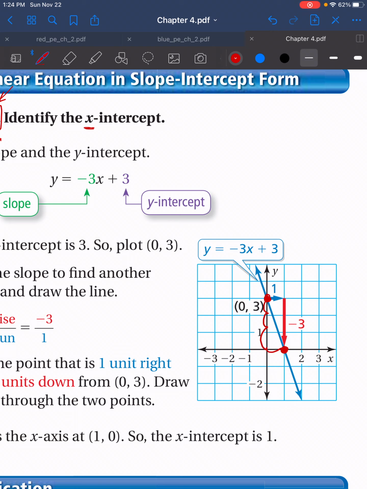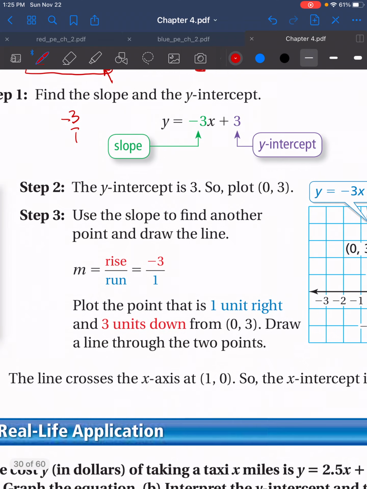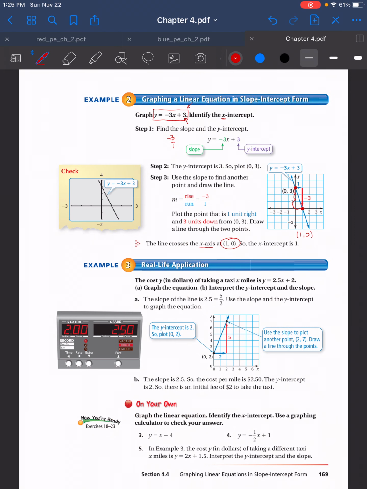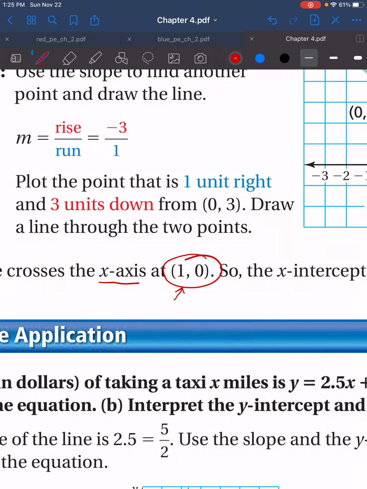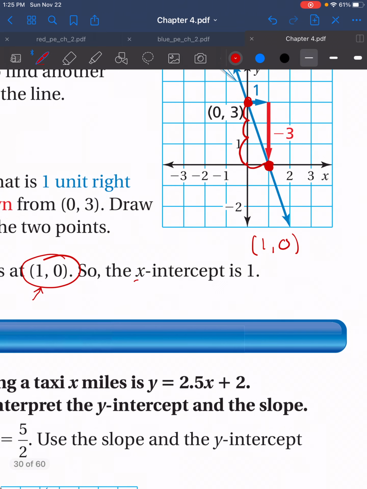What is this point? This point is over 1, up 0. Right there, that guy. So the line crosses the x-axis at 1, 0. So if they give you a y equals mx plus b equation, you can go find the x-intercept as well. Okay? I guess the nice way to do it is you don't have to say 1, 0. You could just say x-intercept is 1. Okay? Because it is. It's crossing at 1 on the x, right?